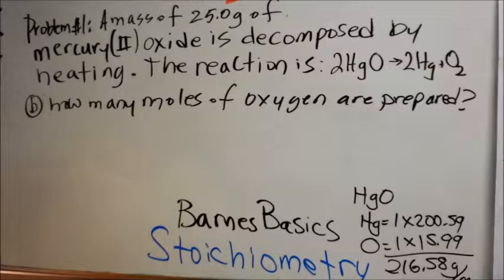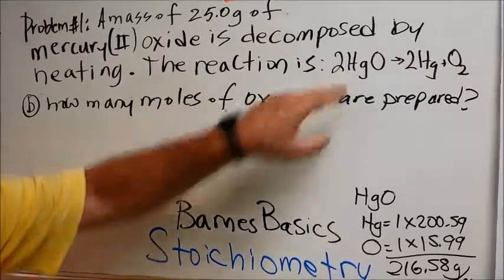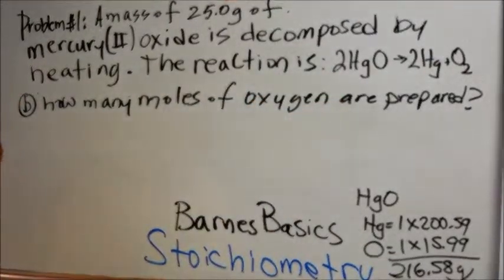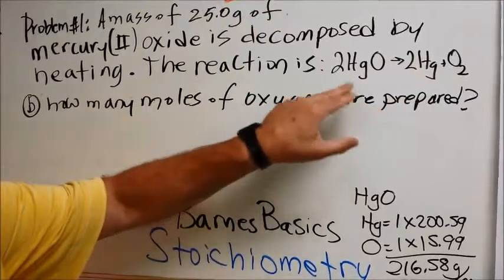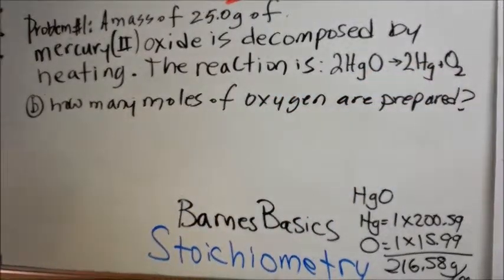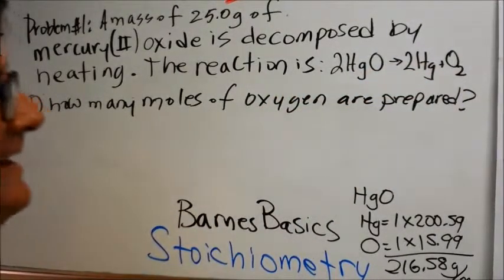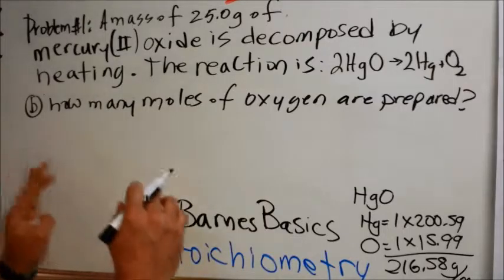Number one, in stoichiometry problems, we write the balanced equation. This one's already done for us, so that's beautiful. We see 2 mercuries, 2 mercuries, 2 oxygens, 2 oxygens. Lovely, lovely. The second step is rewrite what is given on the left.